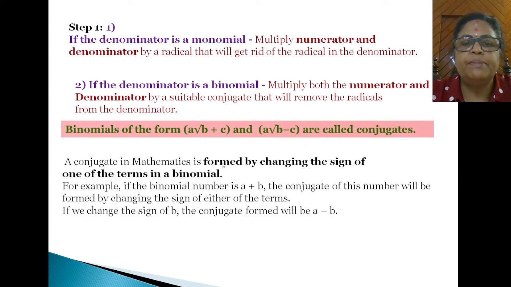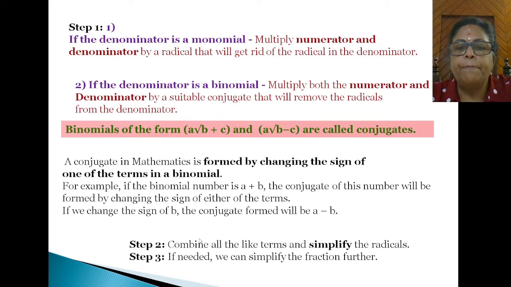A conjugate in mathematics is formed by changing the sign of one of the terms in a binomial. For example, if the binomial number is a plus b, the conjugate of the number will be formed by changing the sign of either of the terms. If we change the sign of b, the conjugate formed will be a minus b. If we are changing the sign of a, then b minus a. Then next step, combine all the like terms and simplify the radicals. Step 3, if needed, we can simplify the fraction further.